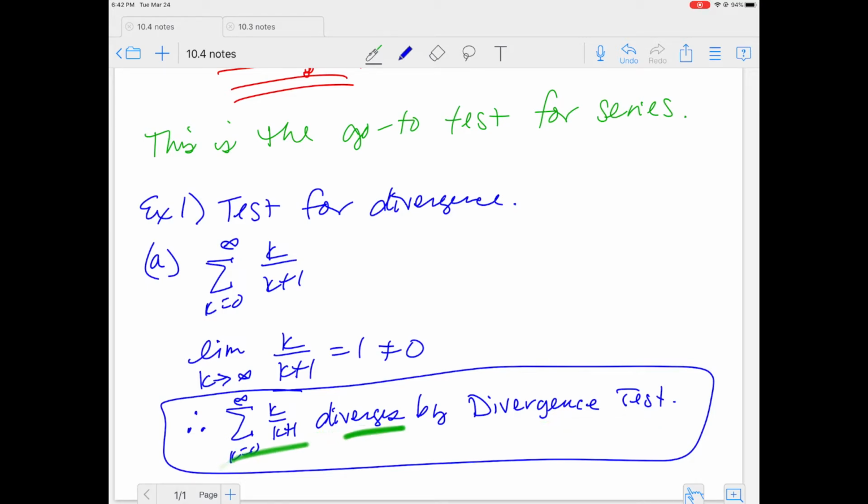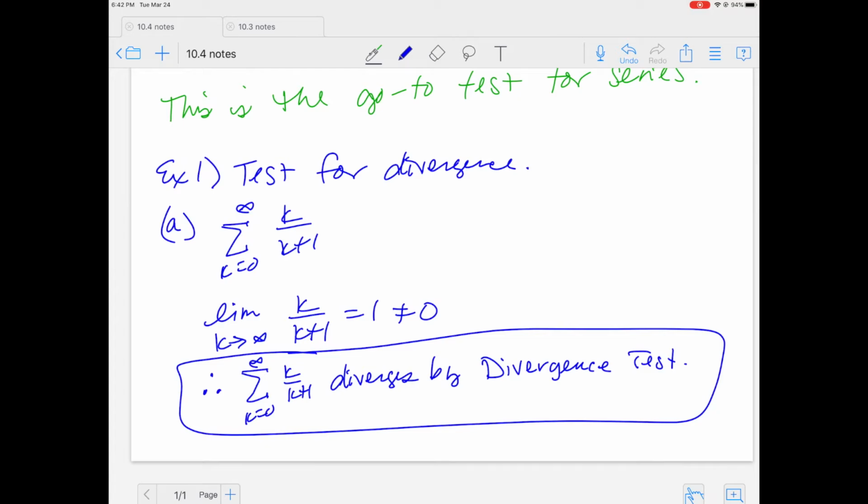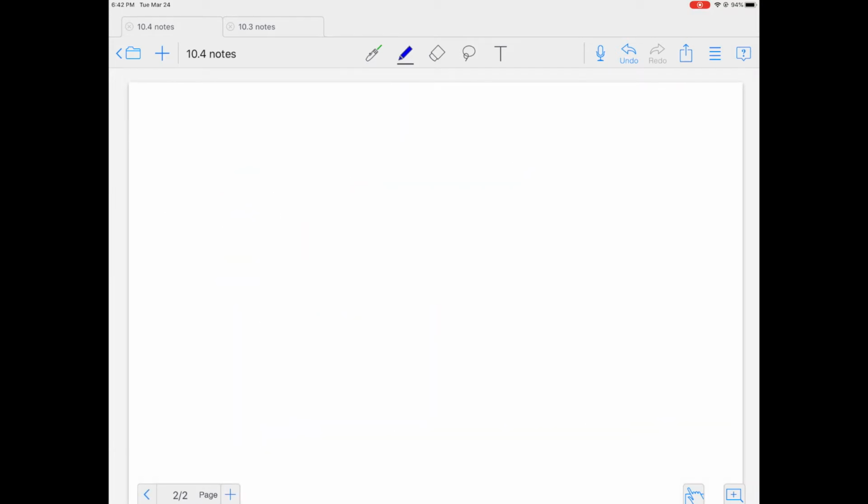So your answer has 3 components. You have to say the series, or state which one it is, say converges or diverges, and then state the test. That is how you know that. Okay, that was right spot on there. Okay, let's try another one.